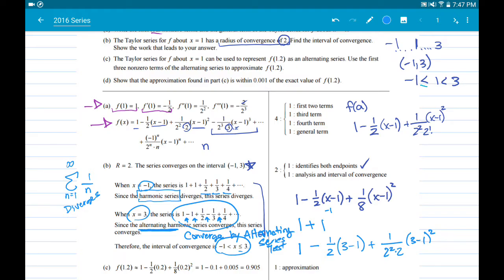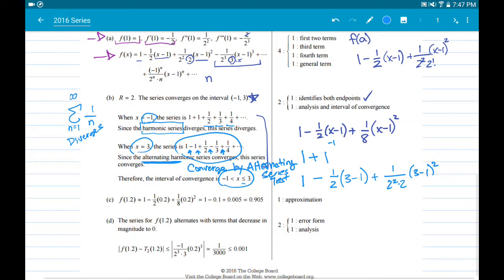Okay, part C says the Taylor series for f about x equals 1 can be used to represent f of 1.2 as an alternating series. Use the first 3 non-zero terms to approximate it. Not worth very many points, but the idea with these Taylor series is you're using a polynomial to approximate something that's not a polynomial. And so all you have to do for part C is substitute your x value, which was 1.2, into your series and come up with an answer.